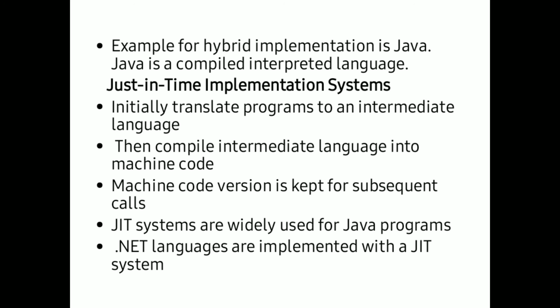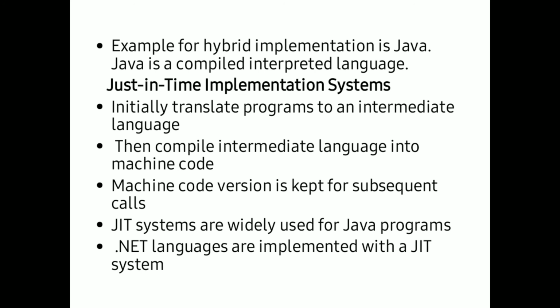An example of hybrid implementation is the Java platform. Java is both a compiled and interpreted language. It uses a just-in-time implementation system. What is meant by just-in-time implementation systems? It initially translates the program into an intermediate language, then compiles the intermediate language into machine code. The machine code version is kept for subsequent calls.